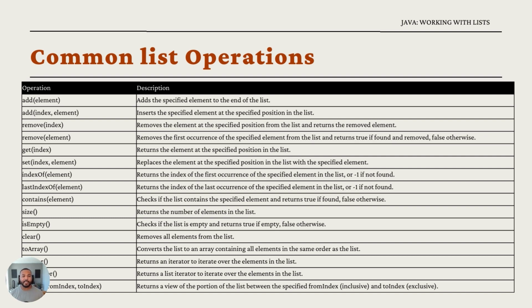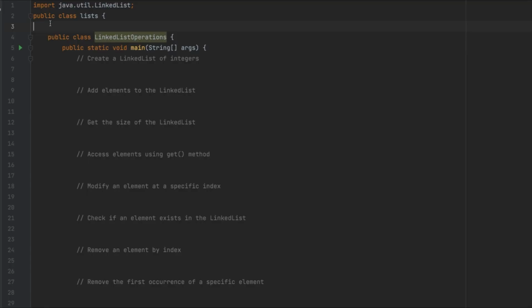On this slide, I list common list operations. I won't go into detail for each of these operations. I think what would work best is just doing some code snippets. So I'm going to be going over some linked list operations in this coding snippet. As you can see on line 1, we have import java.util.LinkedList. Util is a utilities collection within the Java framework, and LinkedList is a part of the collection framework present within the util package.